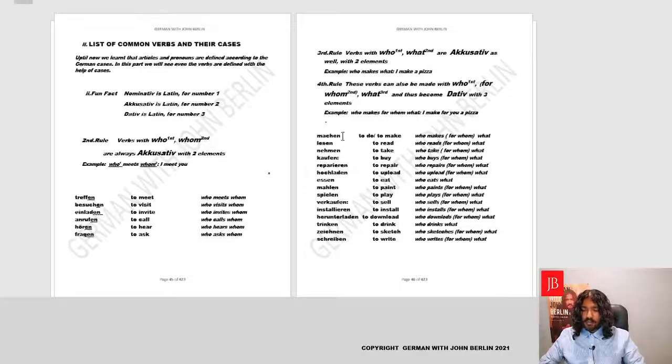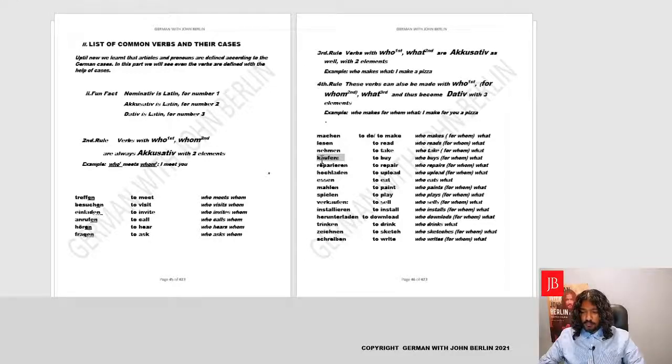So you will notice that all the verbs which are accusative in the manner of who and what, not who and whom, but in the manner of who and what, can also become dative if you add the question for whom. Let's see if it's true for the other verbs. Lesen, I read a book. Who reads what? But then I can say I read for you a book: who reads for whom what. Nehmen, I take a computer, who takes what, accusative, but then I can also say I take for you a computer: who takes for whom what.